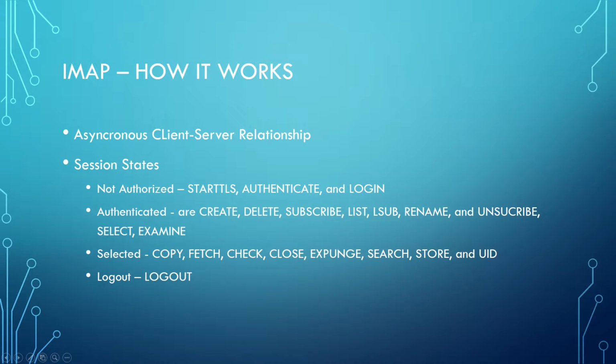IMAP works by creating a session over port 143 and can be initialized by either the client or the mail server, which is referred to as an asynchronous relationship. The communication between the client and the server transpires over a series of states, with each state allowing different commands. The first state after initiating a client-server connection is not authorized.